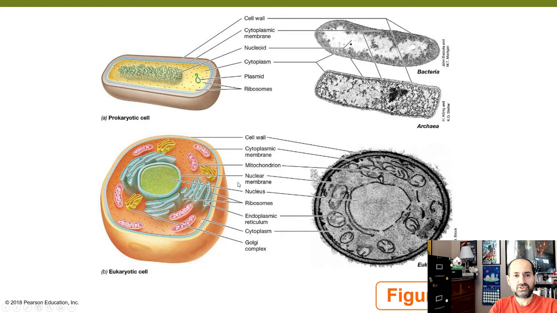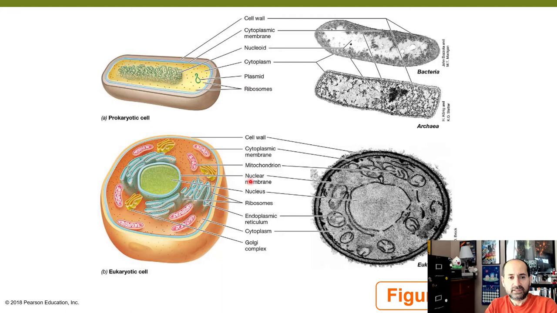This should be mostly review from your Bio 1 class. You have the typical prokaryotic cell. Here is a cartoon, and on the right you have the electron micrographs of a bacteria cell and an archaeal cell. And then on the bottom you have the cartoon of a eukaryotic cell, and I believe this is a transmission electron micrograph of a eukaryotic cell. And remember that eukaryotic cells have membrane-bound organelles, whereas prokaryotic cells do not have membrane-bound organelles. And what are the membrane-bound organelles? Let me list some off for you right now.